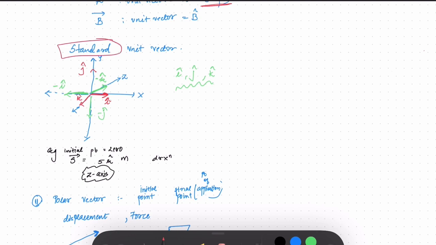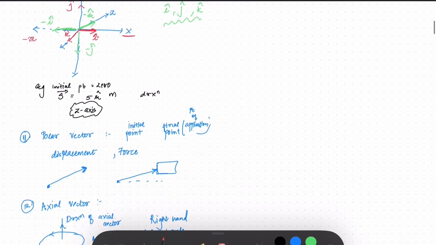What are standard unit vectors? These are i cap, j cap and k cap. These are standardized to represent a particular direction. i cap represents the x direction, whereas minus i cap would represent the minus x direction. j cap would represent the y direction, and k cap represents the z direction, that is an axis which comes out of the plane and goes into the plane. For you it is going to be out of the screen and into the screen.